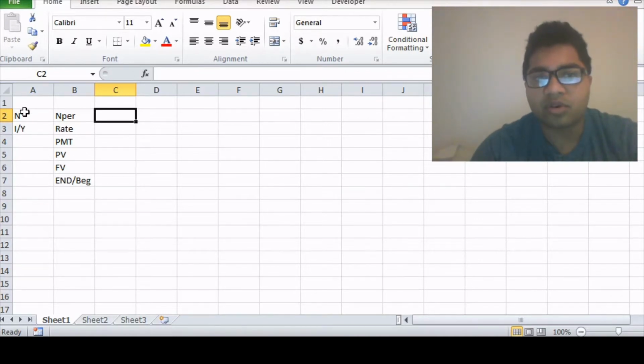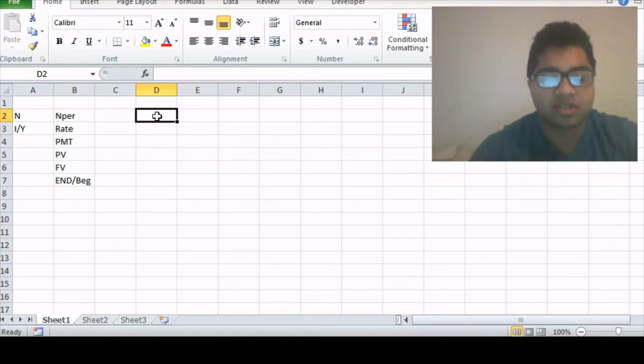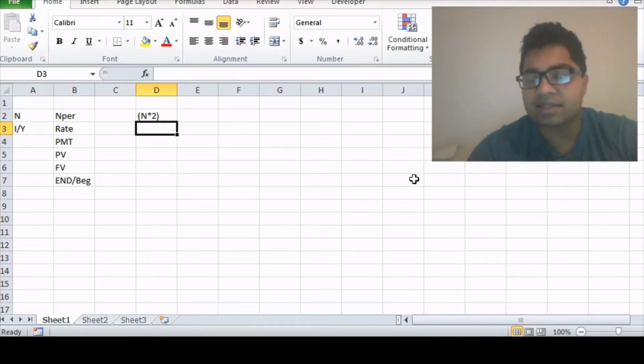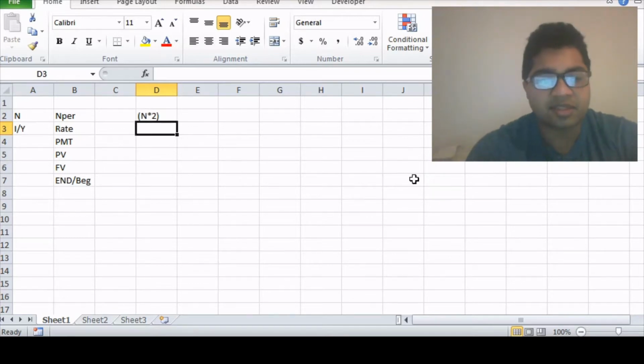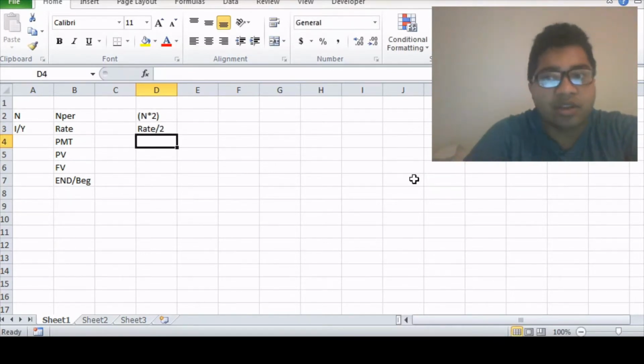When you solve for bond calculations, most of the bonds are generally semi-annual unless it is given specifically in the question that they are annual bonds. So by default, whatever n is given, you have to multiply it by 2. As n is expressed in semi-annual terms, the rate also has to be expressed in semi-annual terms. So you have to divide the rate by 2 unless it is explicitly given that the bond is annual.